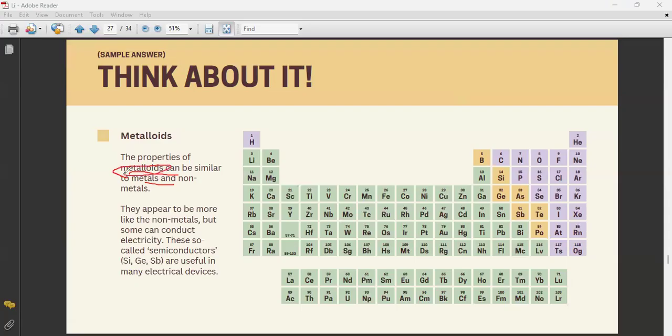They are called as what? Metalloids. They appear to be more likely to be non-metal but conduct electricity. It means they have the properties of both. So they are also called as semiconductors. Okay. So all these yellow boxes which you see here, these are what? These are the metalloids, which have the properties of both metals and non-metals as well.